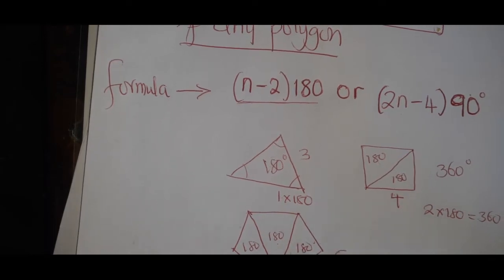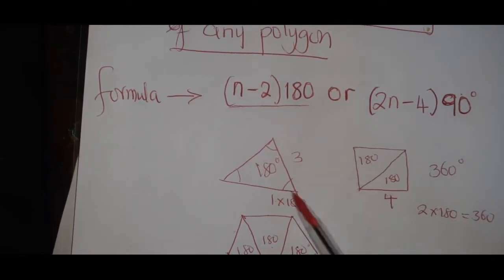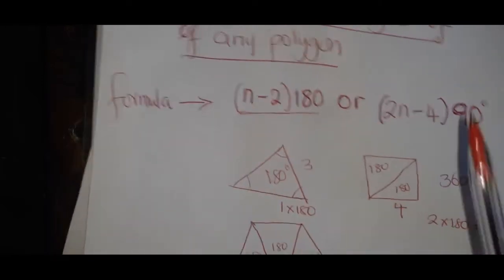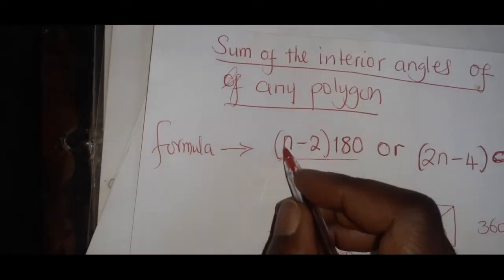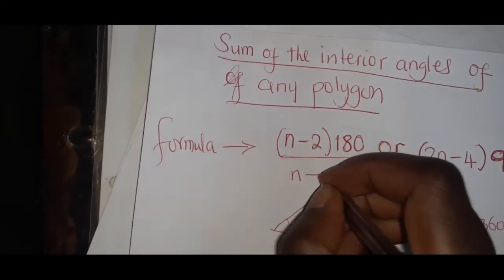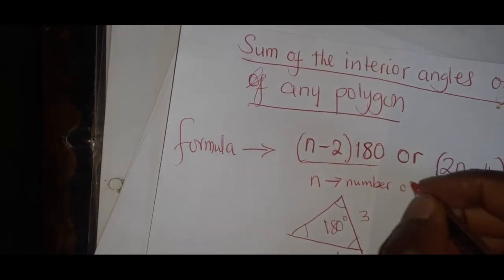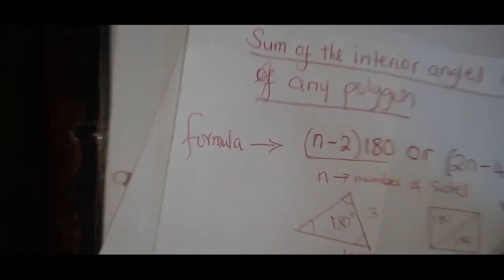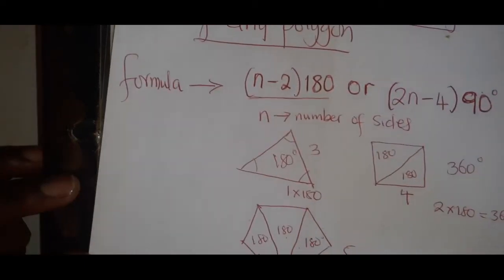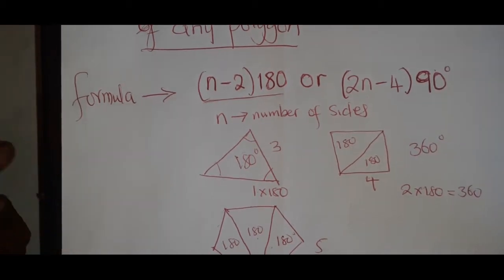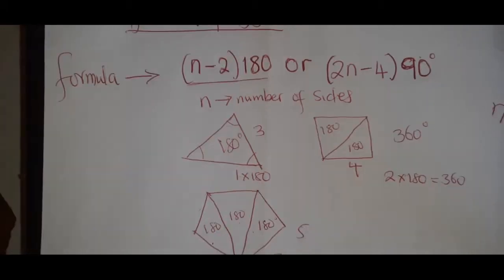If you want, you can also write this, but it's not very necessary. You just need to know the formula. And you should know what this n is. n is the number of sides. Sides of what? Of that polygon. That is what that n represents there. This is very important.